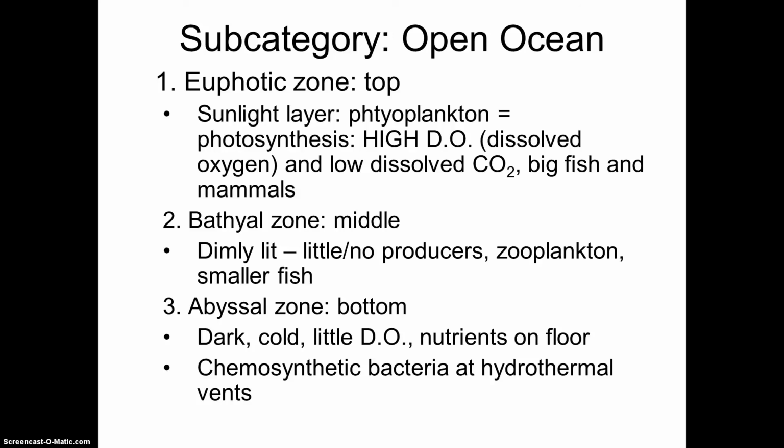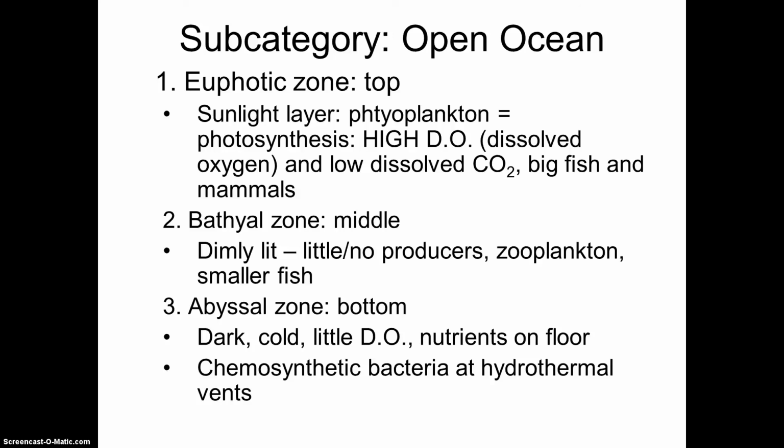The second level is the middle zone, and it's called the bathyl zone. This area is dimly lit. There are some producers, but really not many, but we do find a lot of zooplankton and smaller fish. So the zooplankton can filter up and feed, and then the smaller fish will kind of dart back and forth between the euphotic and the bathyl. But these are open swimmers, not nearly as many fish in this area, but the ones that are there are still very important to us.